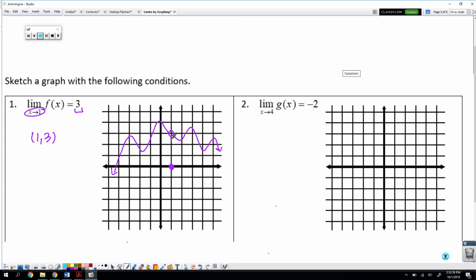Now for the second one, it says as x approaches 4, we want to be at -2, or headed to -2. So (4, -2). All right.